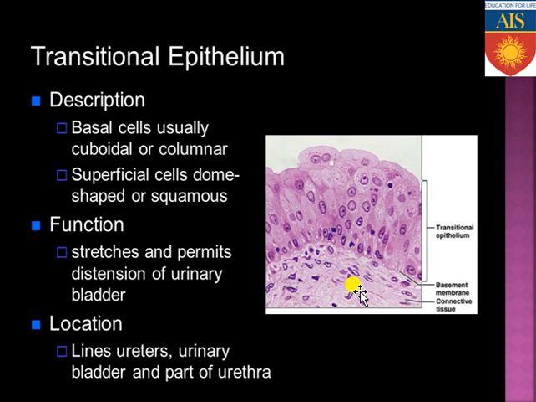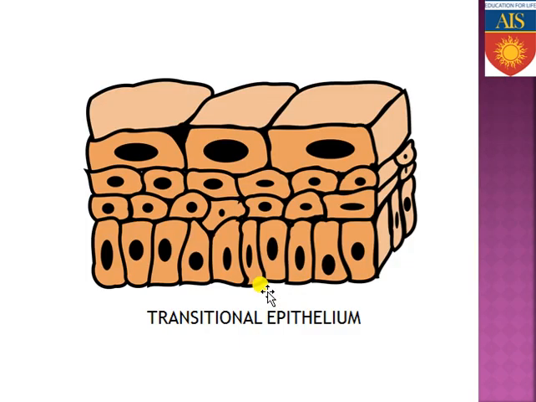Function: it can stretch, it can permit the distension of the urinary bladder. This transitional epithelium is present only in the inner wall of the urinary bladder. Other than the urinary bladder, nowhere else is this specific type of epithelial tissue present. For that reason it is responsible for distending the urinary bladder. Location: they line the ureters, urinary bladder and part of the urethra. So the part of the urethra, urinary bladder and the ureter are lined by this transitional epithelial tissue. This is the figure of the transitional epithelial tissue where you can see the columnar shaped cells and cuboidal shaped cells.